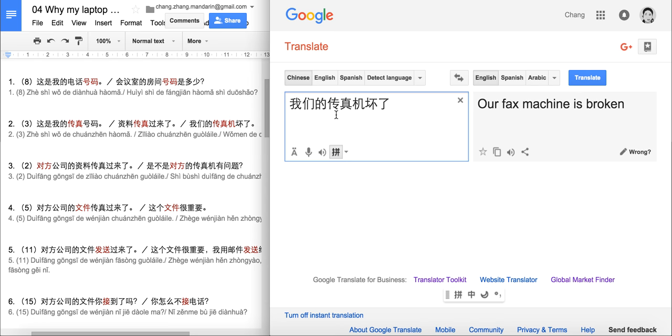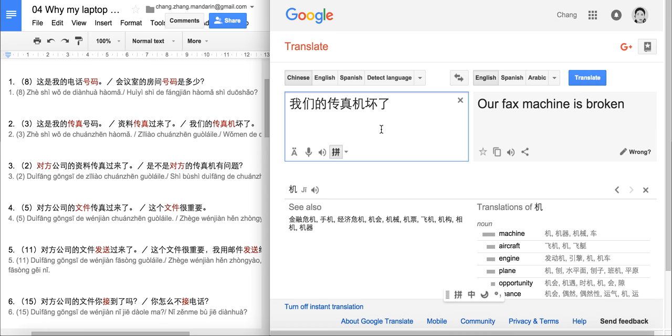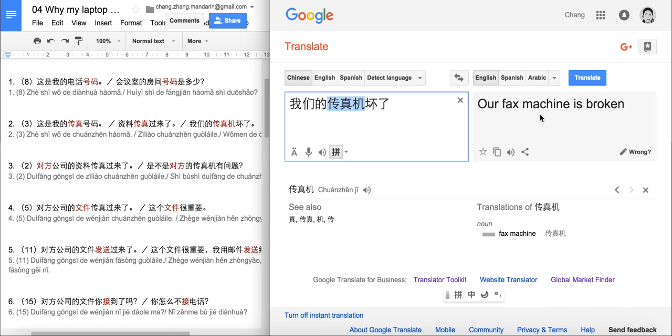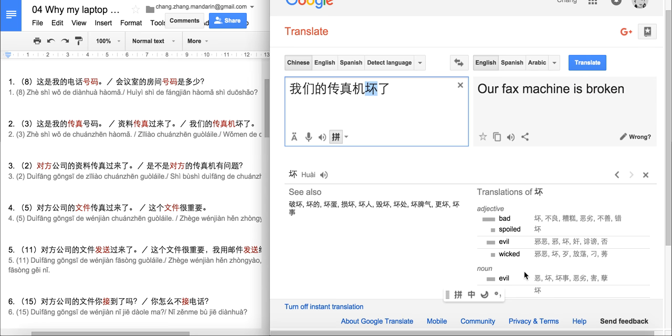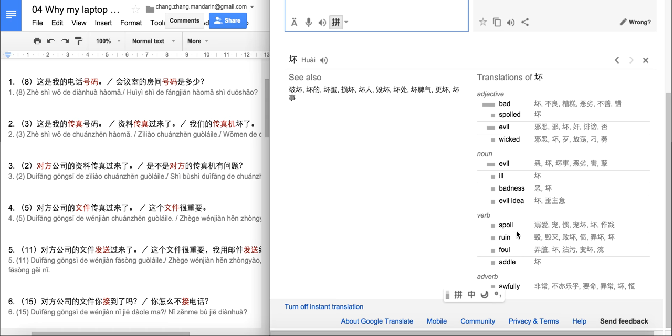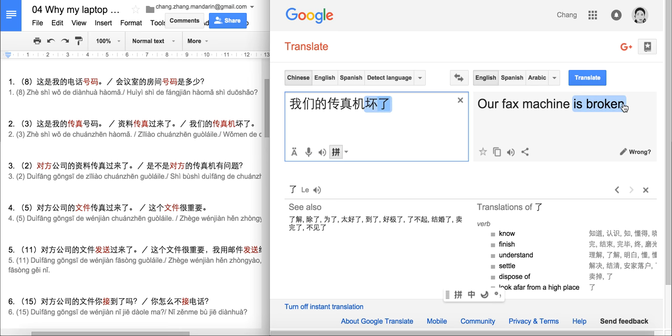我们的传真机坏了. Actually, I never used the fax machine in our institute. This one, 我们, us, okay? So 我们的, that would be our. And this one, 传真, fax. 机 refers to machine. So 传真机, need I explain? Fax machine, okay? 坏, broke. 坏 is break or bad. Here, 坏 means broke, and with the 了, past tense, broken. Our fax machine is broken.